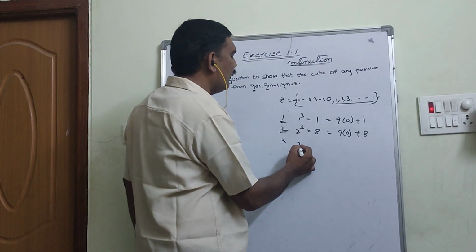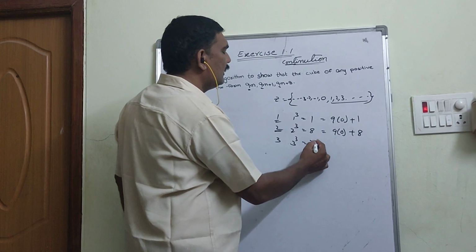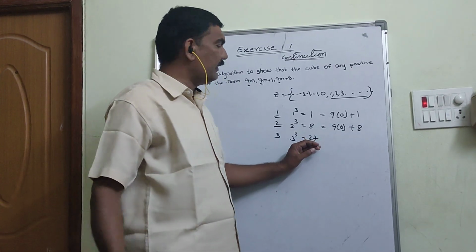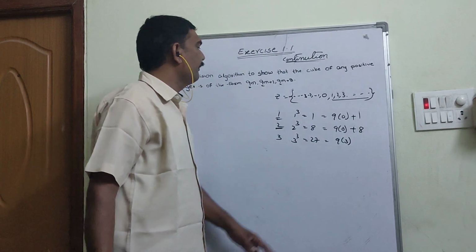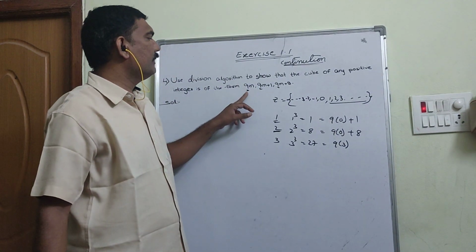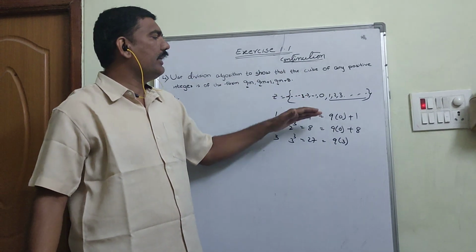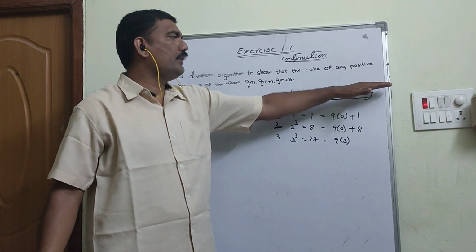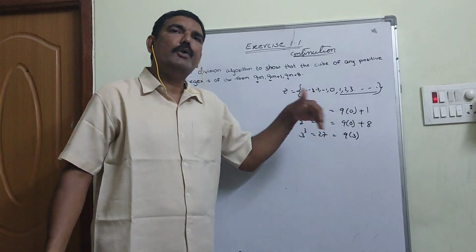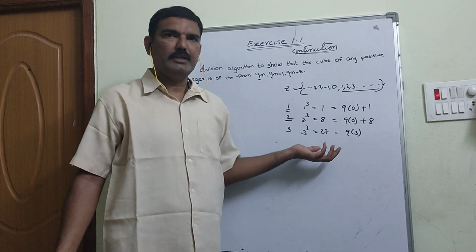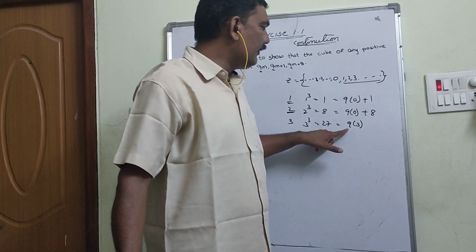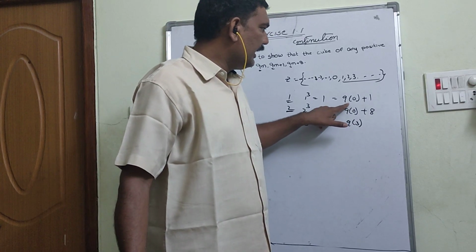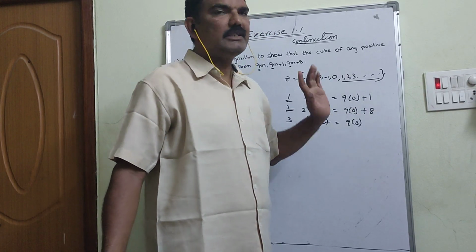Like that, if I take 3 as the positive integer a, its cube is 3 cube, which can be written as 27, and 27 you can write as 9 into 3. This is the form of 9m. So what you observed is that for any positive integer, if you do the cubing of it, the result will be in the form of 9m, 9m plus 1, or 9m plus 8.